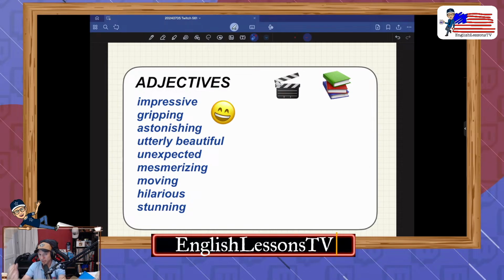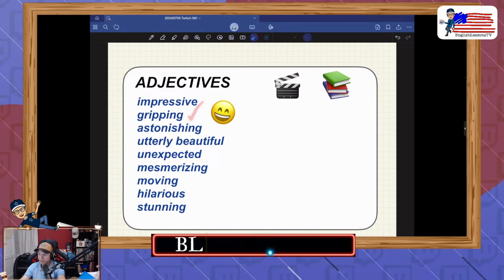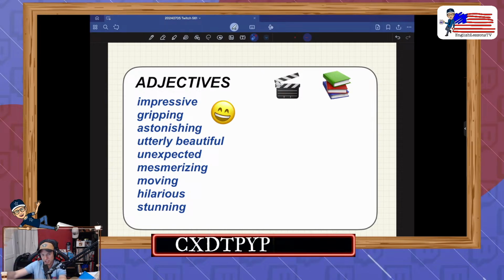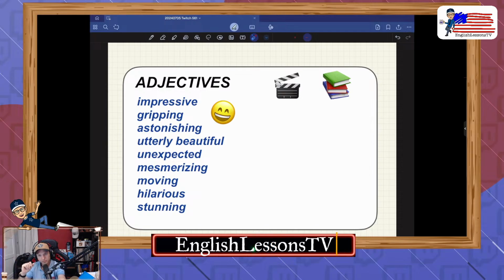Okay, so positive ones would be impressive, gripping, which means that it was very interesting, so interesting that it was impossible to put it down or to stop the movie. Okay, you were very, very interested, it was very gripping. So you can say that the script was gripping. Okay, you can say that the setting was astonishing, meaning very beautiful, or utterly beautiful. Maybe you can say that something was unexpected. Something was hypnotizing, which is the same as mesmerizing. Okay, the plot was mesmerizing.